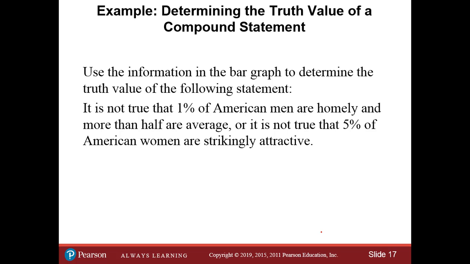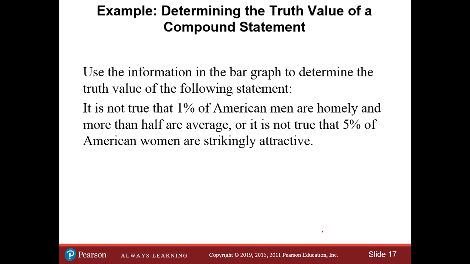Now, it says use the information in the bar graph to determine the truth value of the following statement. It says it is not true that 1% of American men are homely and more than half are average, or it is not true that 5% of American women are strikingly attractive. So how would we do this?